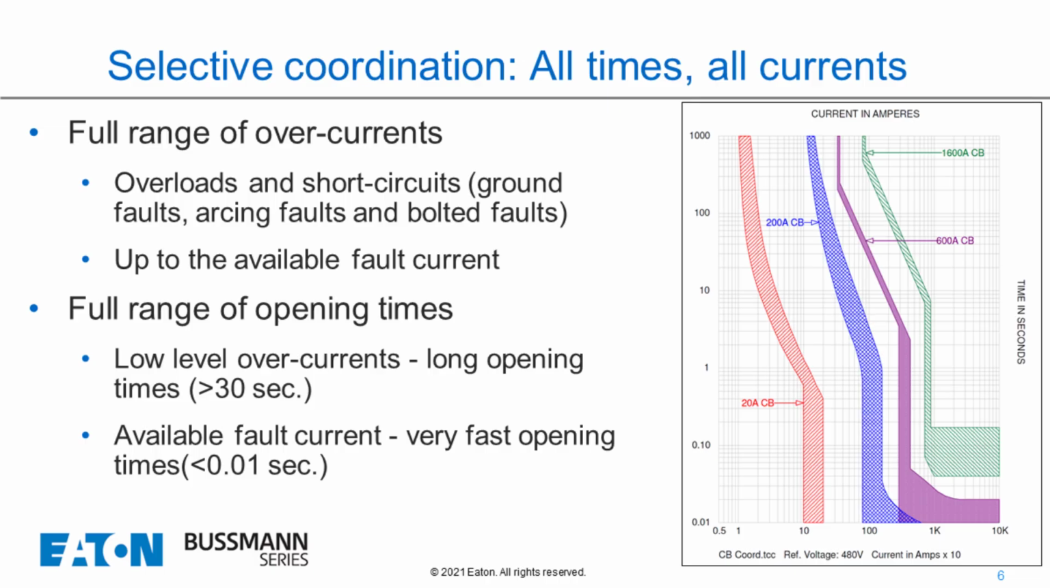So the full time, usually 30 seconds and greater, is your overload type scenarios, and fault current will happen usually at 0.01 seconds and less. So the time current curve will give us a certain amount of selective coordination, but it doesn't give us all times in this aspect.